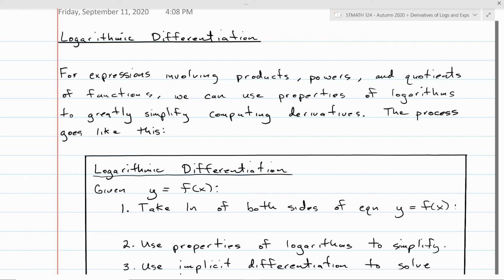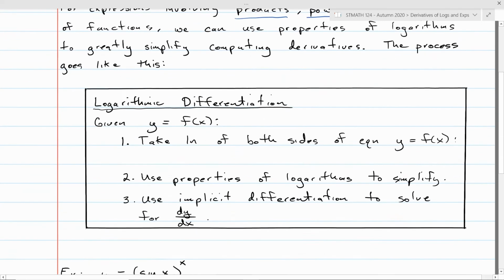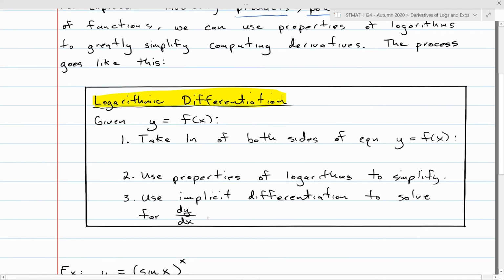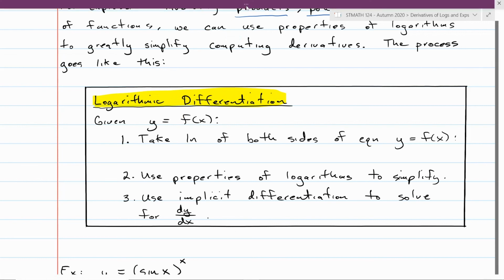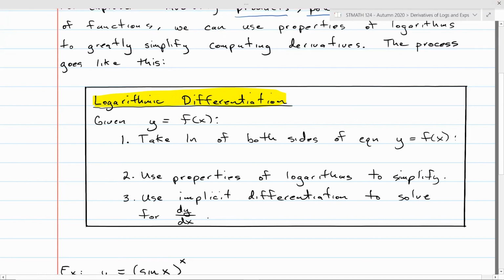Especially when you're dealing with expressions that involve lots of products, exponents, and fractions. So here's what logarithmic differentiation is. You have some function, y equals f of x, and you want to differentiate it. The first step is you just take the natural log of both sides of that equation. So if you set up y equals some function, then you do natural log of y equals natural log of that function. Now if that function f of x involved exponents, you could bring those exponents down.